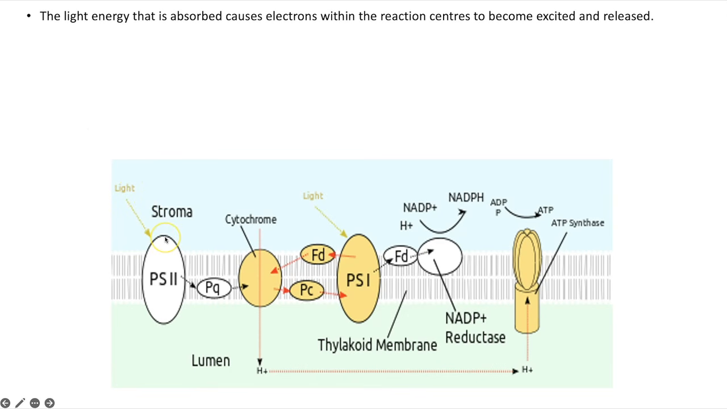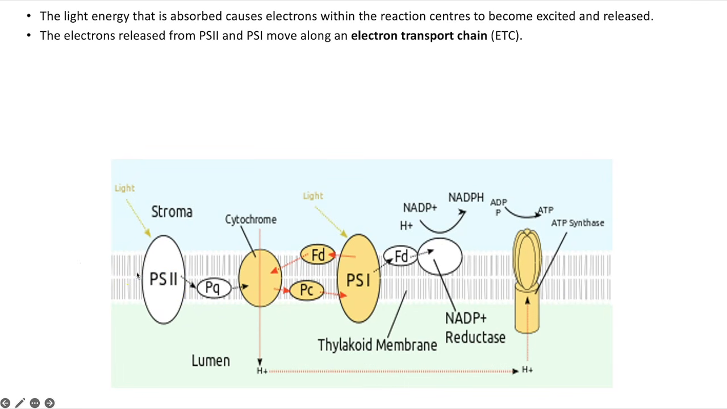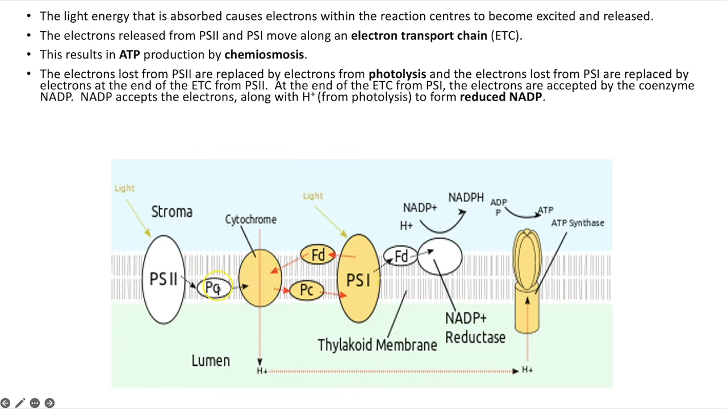So the light shining from, it could be the sunlight, for example, is absorbed by the pigments within photosystem 2. And this causes the electrons within the reaction center of photosystem 2 to become excited, and they are then released. The electrons released from photosystem 2 and from photosystem 1, because it happens to both of these photosystems, move along an electron transport chain. That is what these proteins are here.